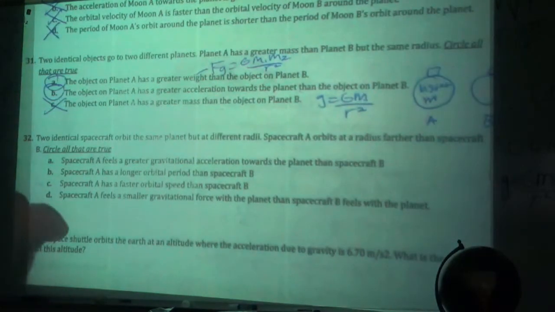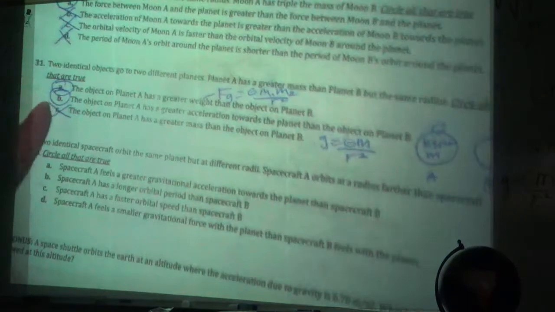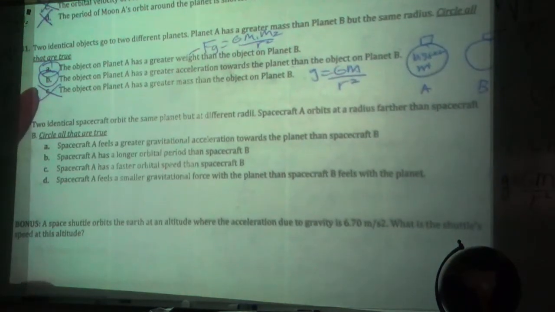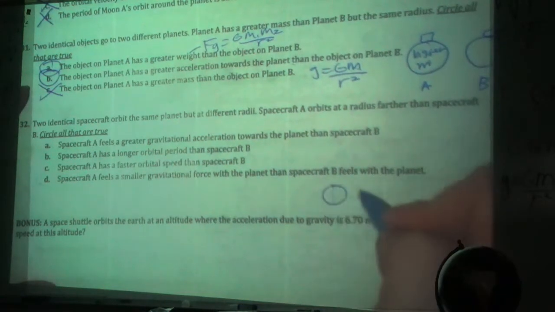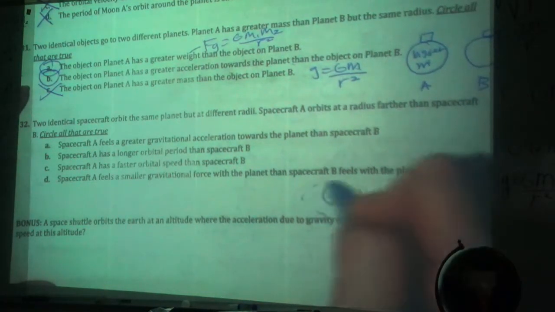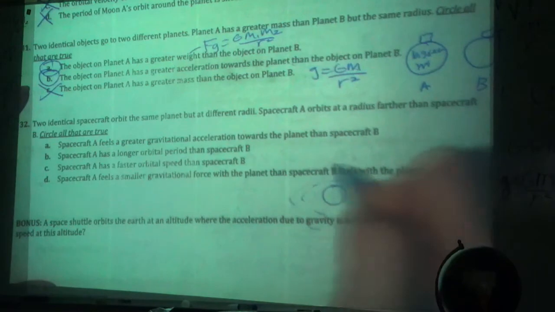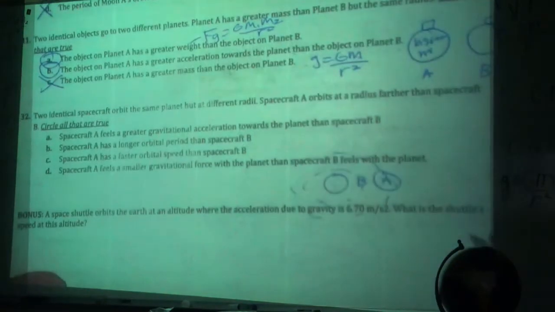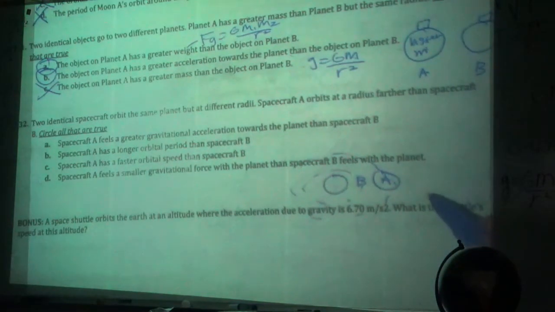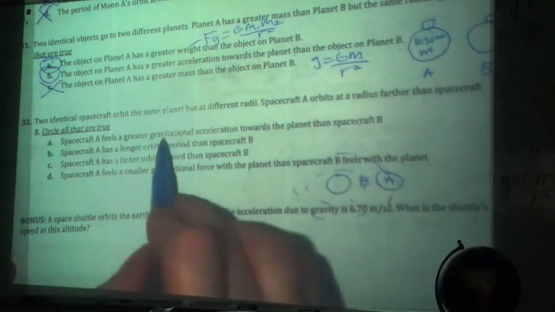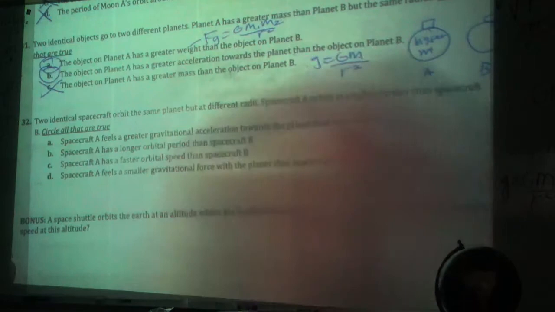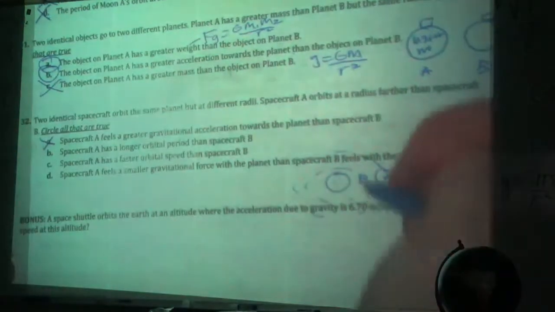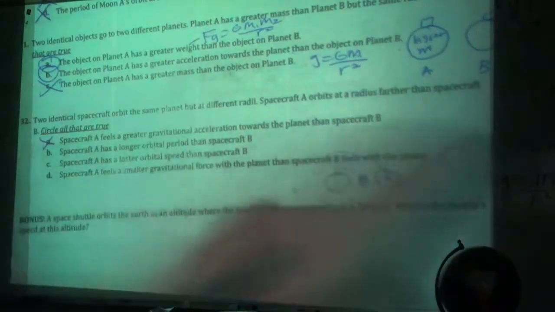Two identical spacecraft orbit the same planet, but at different radii. A orbits at a radius farther than the spacecraft B, so same planet, A, this is B, right here, and then A is farther out, like this. And we're circling all that's true. A would feel a greater gravitational acceleration. Not true. If you go farther away, you feel less pull. B feels a greater acceleration, but not A.